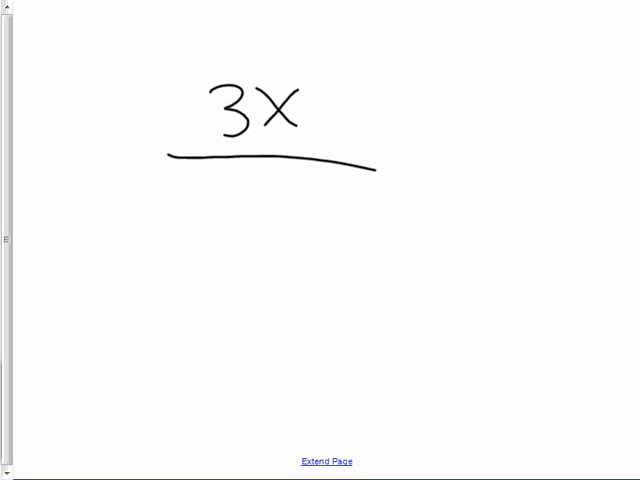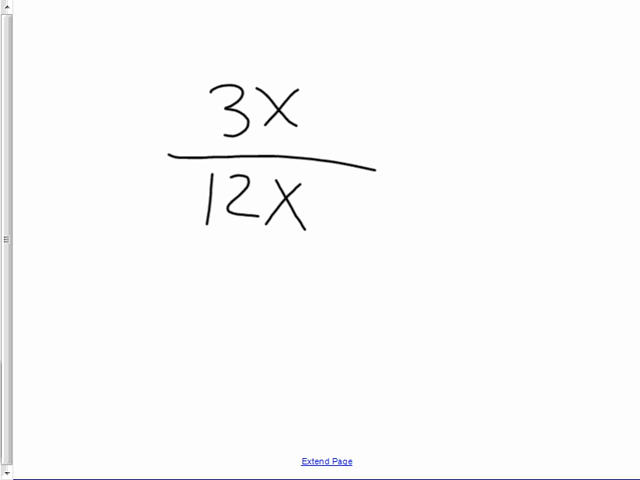Okay, try that one like that. 3x over 12x. Yes. Can you make your brightness a little higher? Good. All right, pretty much everybody getting this one right.